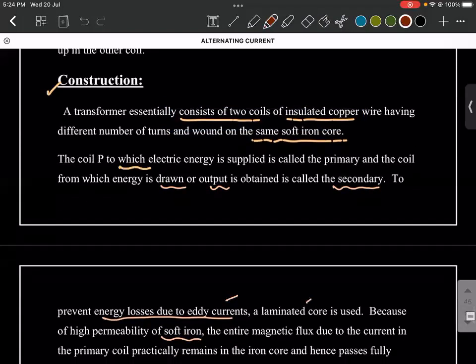So the coil to which electrical energy is supplied is called the primary, and the coil from which the energy is drawn or the output is taken is called the secondary.